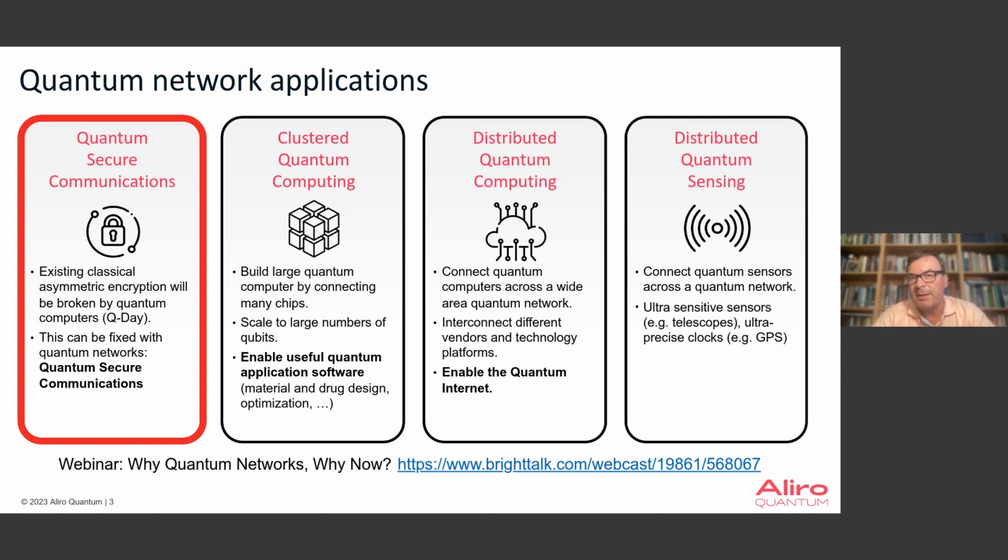Once you build a quantum network out of quantum repeaters, it becomes a general purpose entanglement generating quantum network, and sometimes we refer to this as a universal quantum network. What this means is that you can also run other applications on the same quantum network, including, for example, clustered quantum computing, distributed quantum computing, also known as the quantum internet, and distributed quantum sensing.